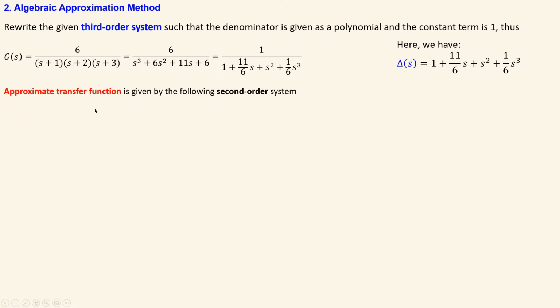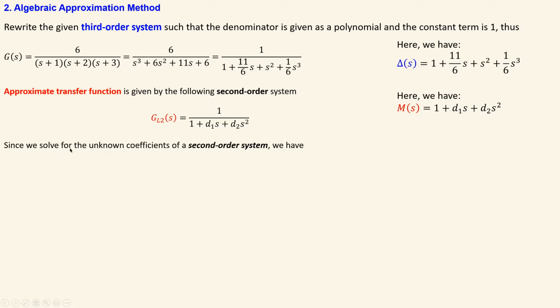Okay, the approximate transfer function is then given by the following second order system. This is the approximation, in this case GL2, which has of course two parameters, d1 and d2. That is actually what we really need to determine. In this case, the polynomial m is the denominator of this GL2, so 1 plus d1 s plus d2 s squared. So it is a second order system.